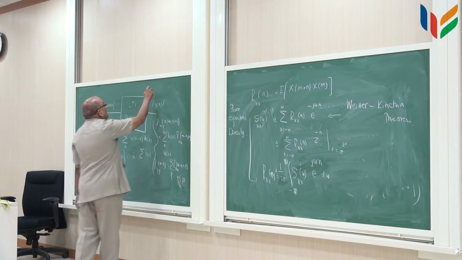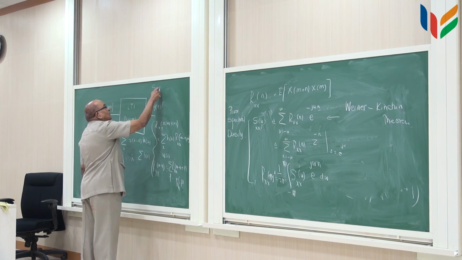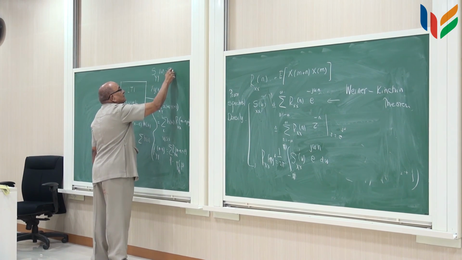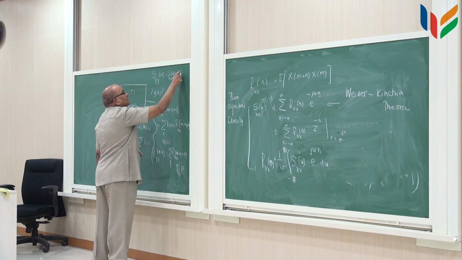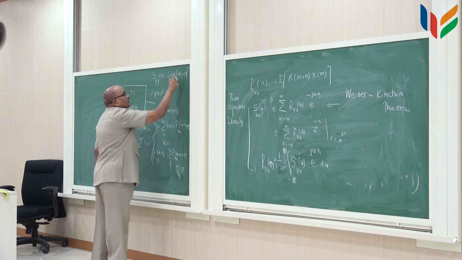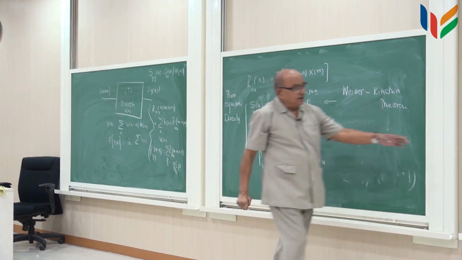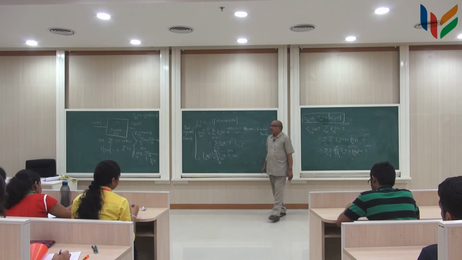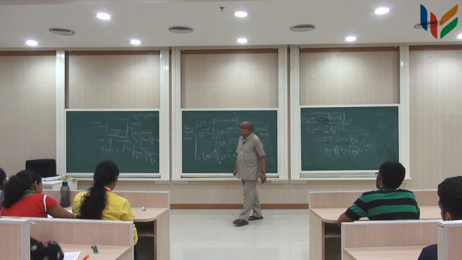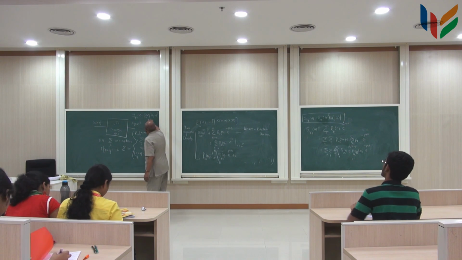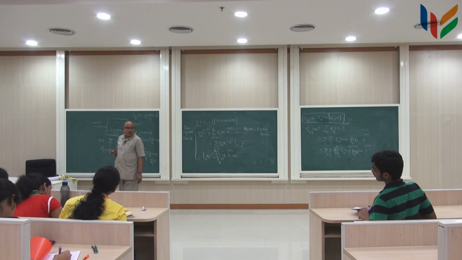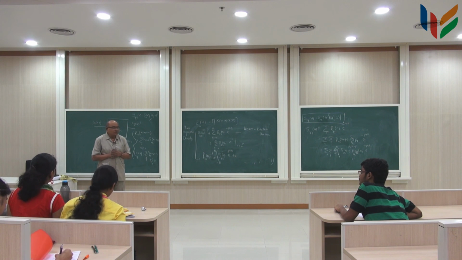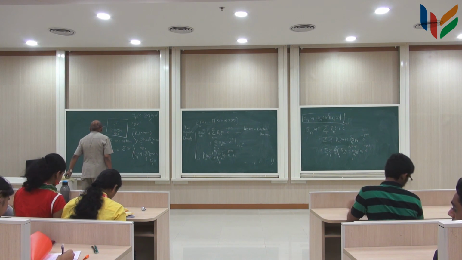So the third result we got today is Syy omega is equal to this. In the next class I'll clean this up to prove that this is equal to this, but that is the result. And we'll take this result in the next class and try to find out some important properties of this, the process of transmission of random processes.